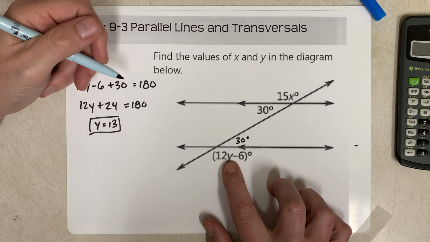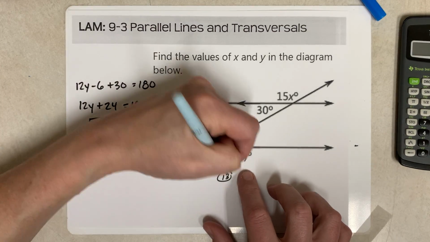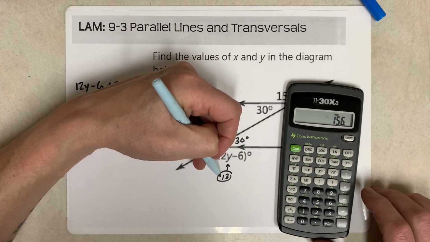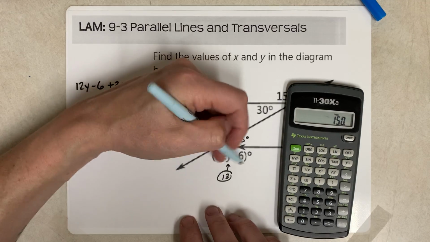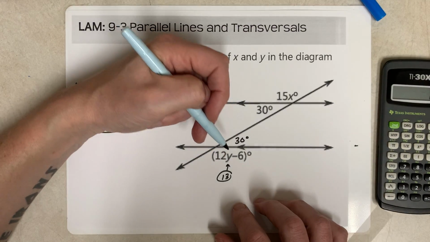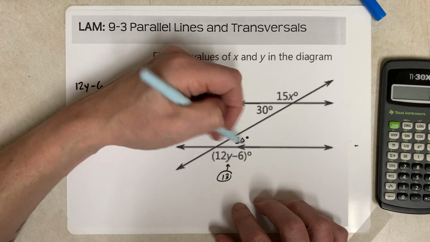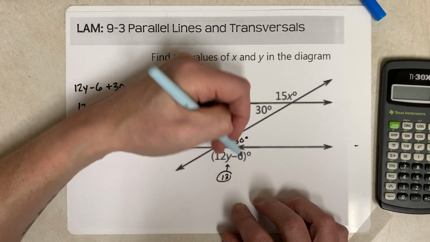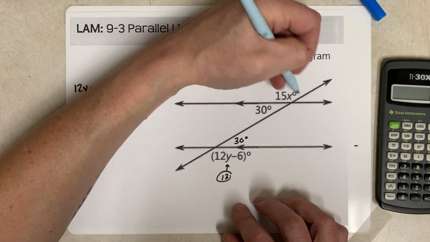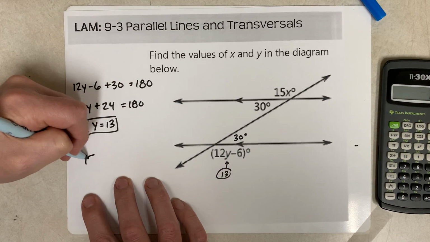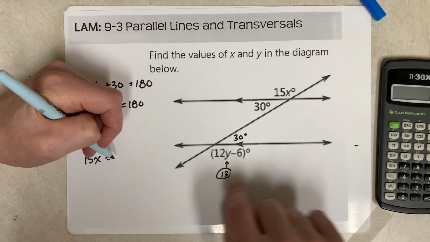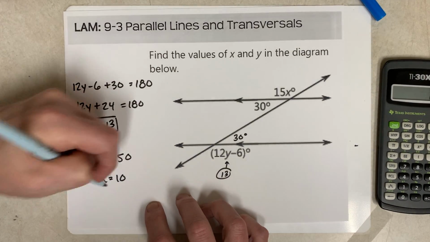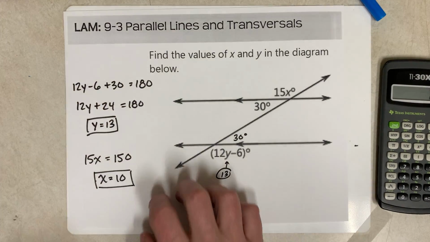If y is 13, not a problem. 12 times 13 equals 156 minus 6, and we now have 150 for this, which we knew it was going to be 150 because 150 plus 30 is 180. So not a problem. Therefore, if this one is 150, then this one, 15x, is 150 also. So now I can do 15x is equal to 150 because they're alternate exterior, and x is equal to 10. All right.